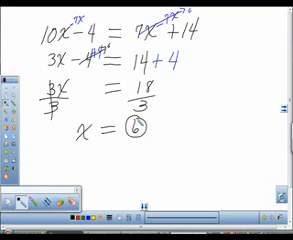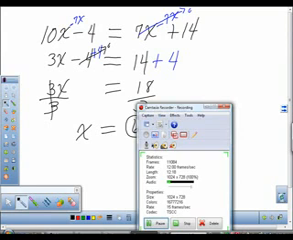And if you want to be 100% certain that was the answer, what would you have to do? Plug it in and check it. Are there questions on this one? Okay. Please get out your consecutive integer notes.